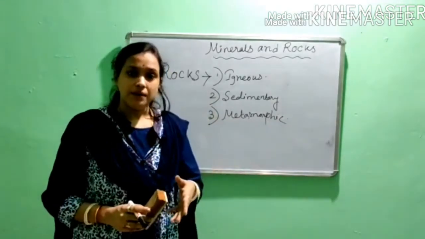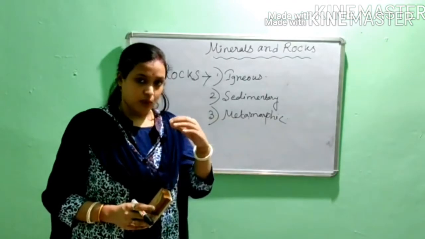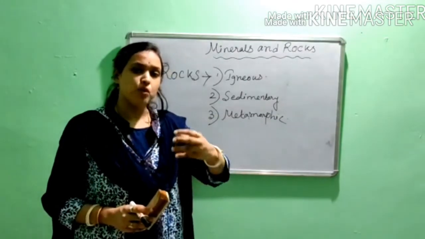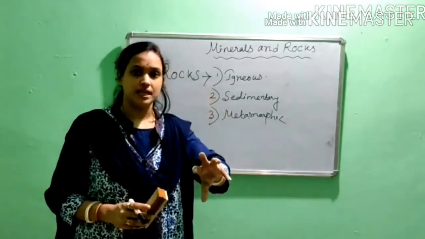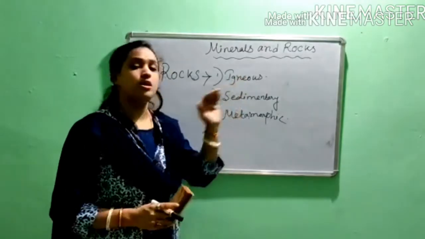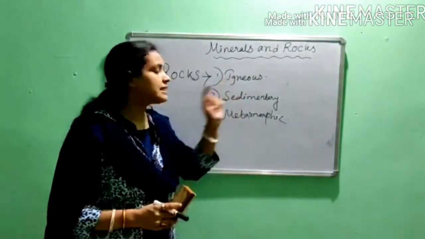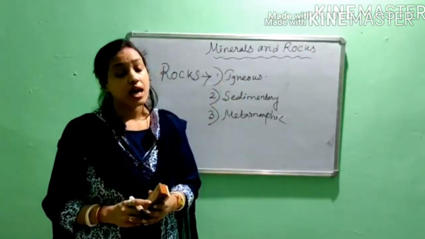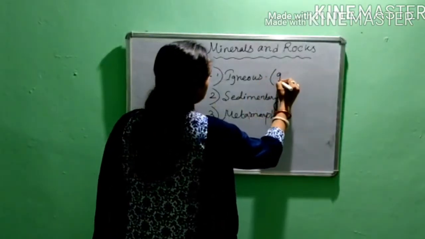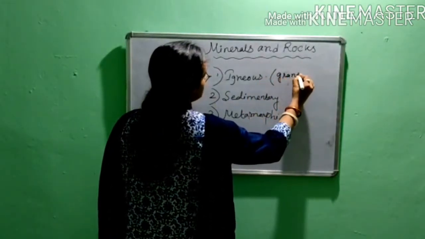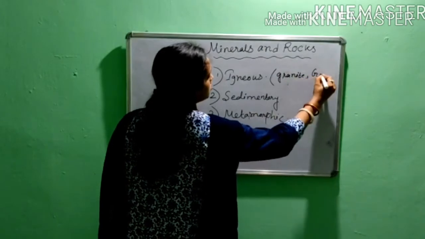Now, when magma in its upward movement first of all cools and solidifies and forms rock, it is known as igneous rock simply. Now examples of igneous rocks are granite, gabbro.